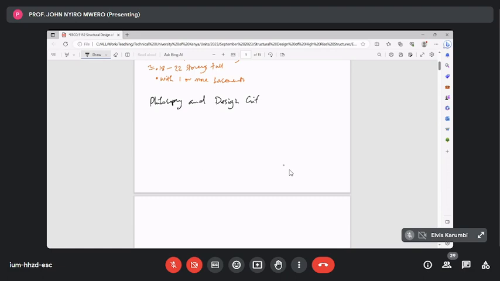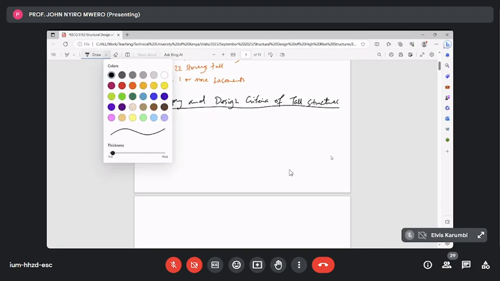Design criteria of tall structures. Was it yesterday we were talking about low-rise structures? So today we are starting on a discussion on tall structures.